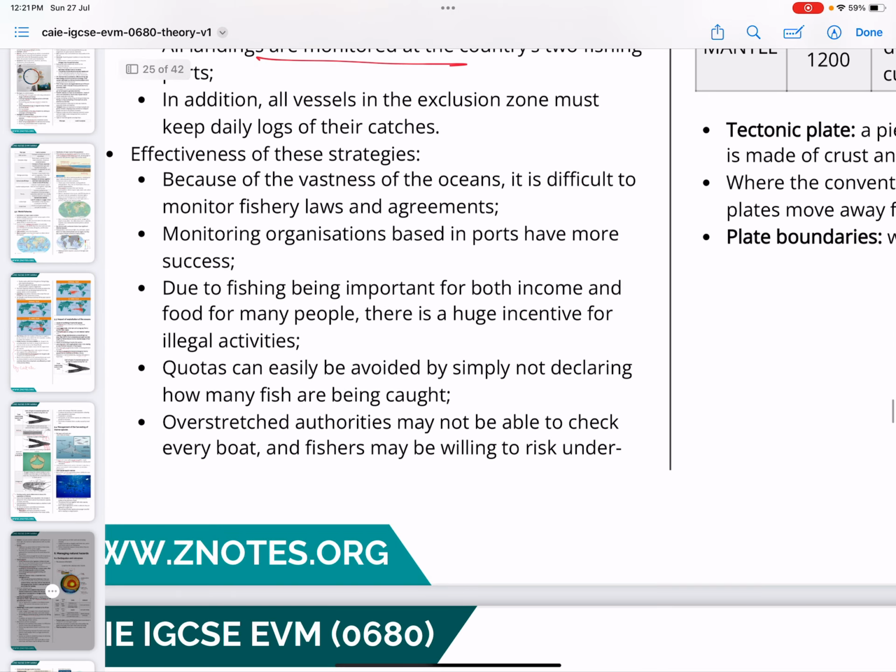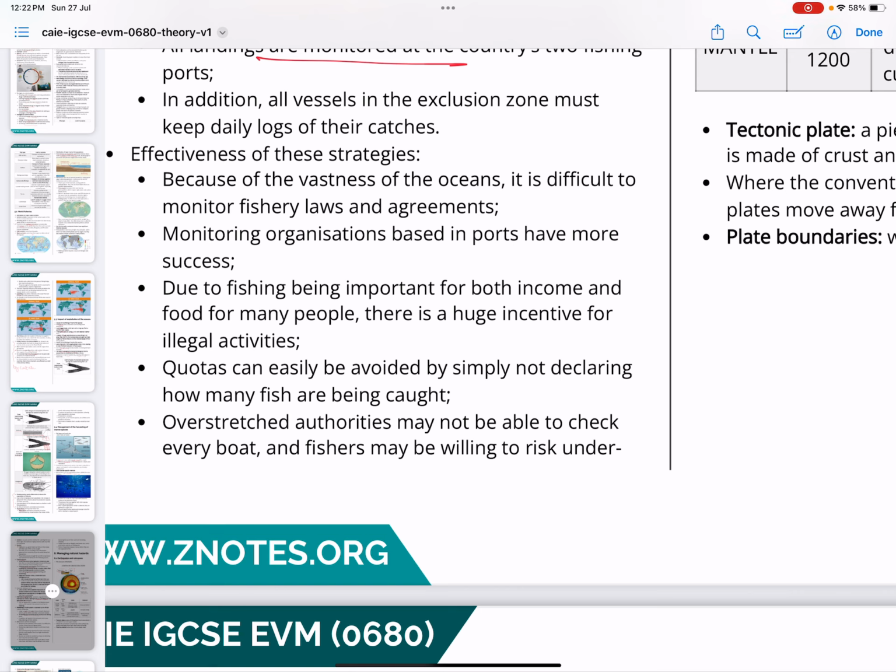Now talking about the effectiveness of these strategies: if these strategies are implemented, what is going to be the benefit? The first and foremost thing is that the ocean is a large area, so it is difficult to monitor fishing. Secondly, as I've told you, international agreements require a lot of finance. And many people rely on fishing as their primary source of income, so the government cannot completely ban it. That is another issue.